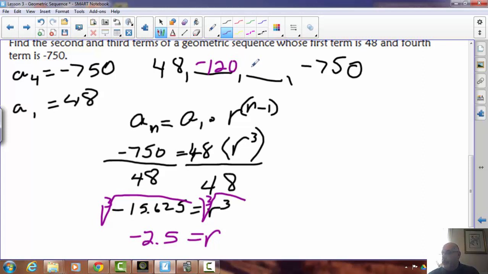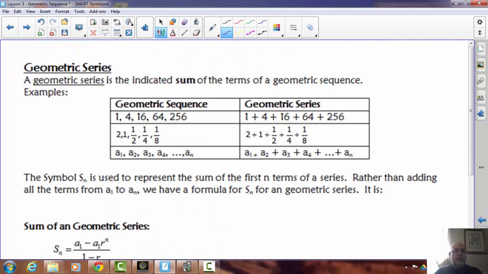Multiply that by negative 2.5, and you get a positive 300. And then just to make sure it works, if you take 300 multiply by negative 2.5, you get negative 750. So we can use the formula not only to find a particular term, but to find our common ratio if we don't know it. Now let's look at a geometric series. That's the sum of a sequence.